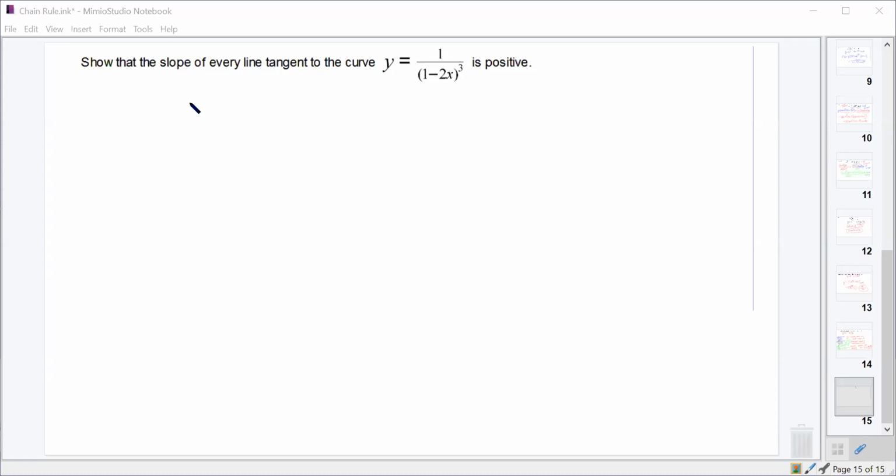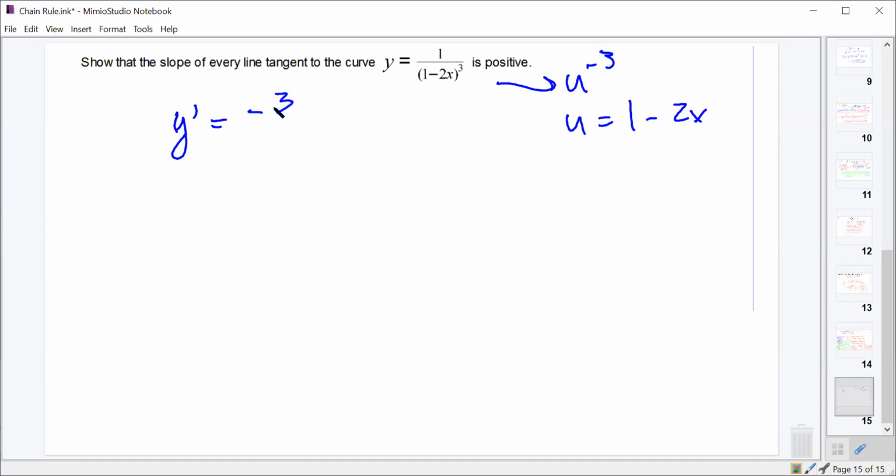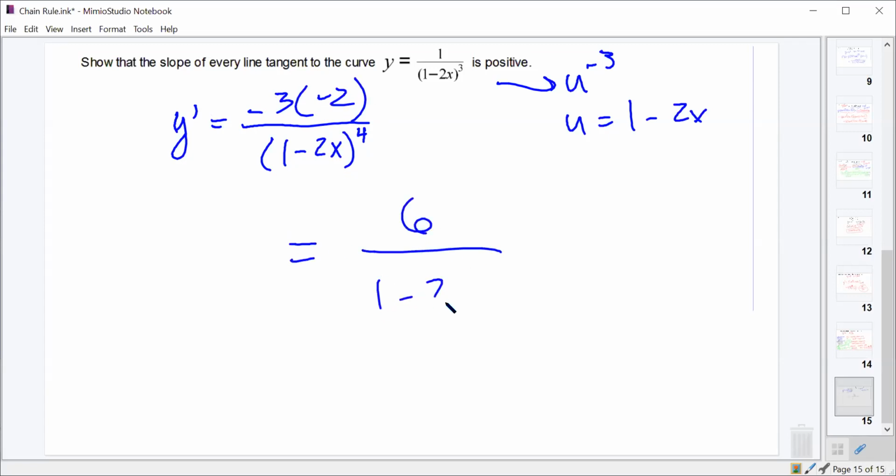All right, were you guys able to find the derivative of this, y prime? All right, so we had y equals u to the negative 3, with u equal to 1 minus 2x. So the derivative of u to the negative 3 was negative 3 u to the negative 4, or negative 3 over u to the 4th. And then times the derivative of u, which was negative 2. So our final derivative was 6 over (1 minus 2x) to the 4th power.